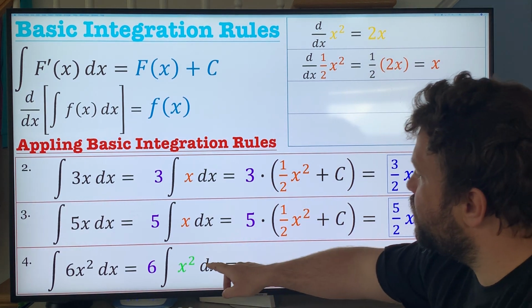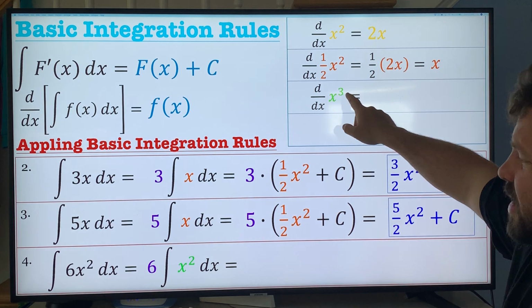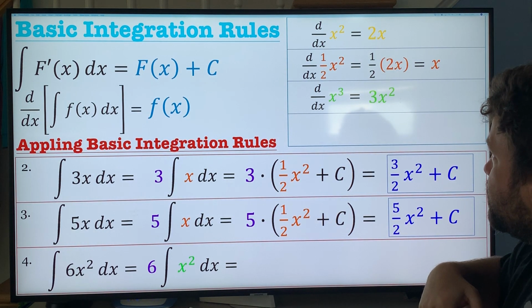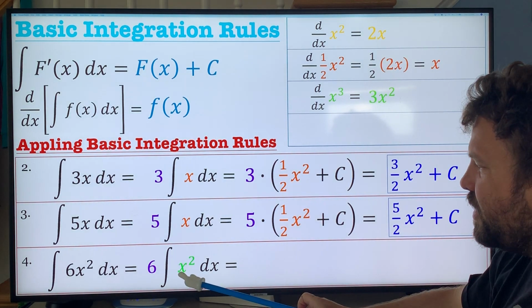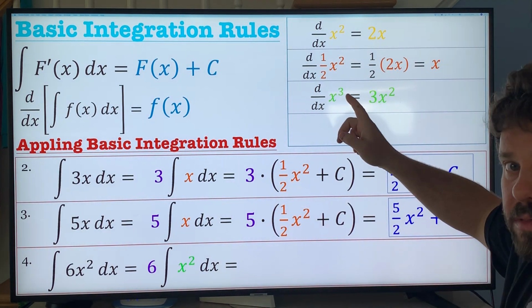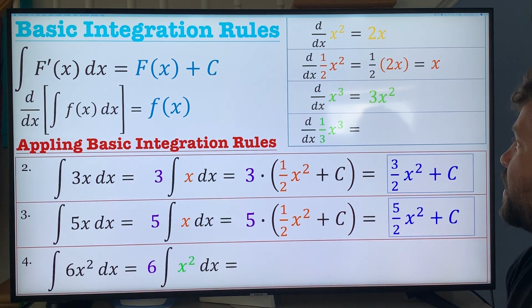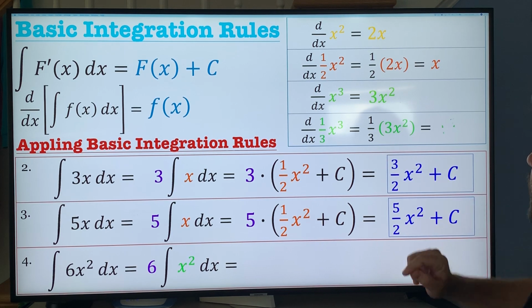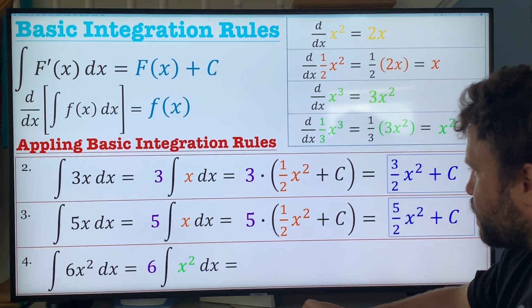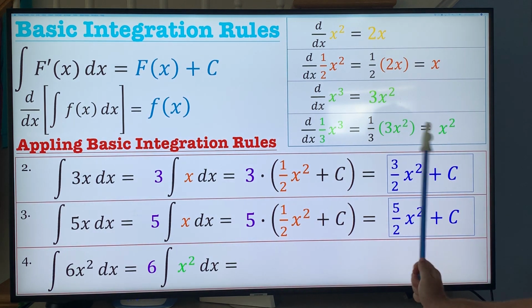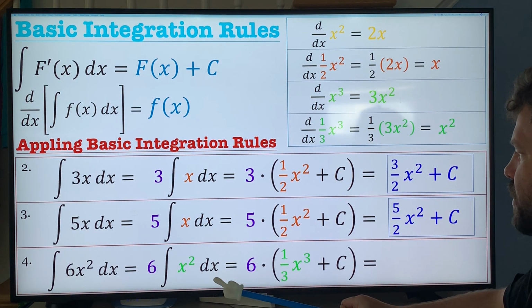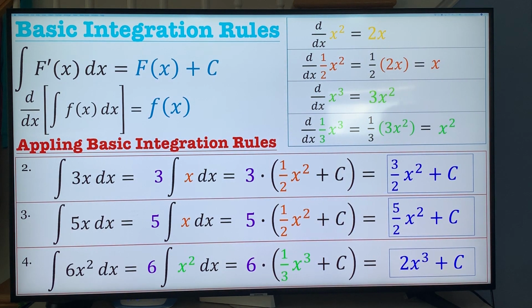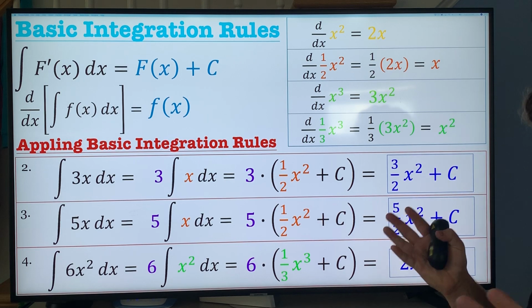Well, if you said derivative of x cubed, x to the 3rd power, you're close. This is 3x squared. Not exactly. We need it to be x squared. So how do we get rid of this 3? 1/3. 1/3 of x cubed. That becomes 1/3 times 3x squared. 1/3 of 3 is indeed x squared. So this would be 6 times 1/3 x cubed plus c. 6 divided by 3 is 2. 2x to the 3rd plus c. There you go. That is all you really have to do.